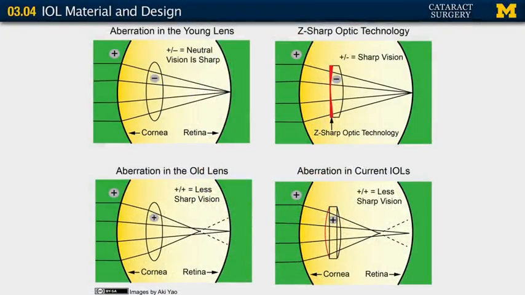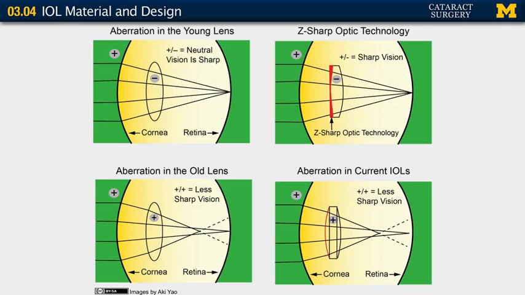Let me speak also about aspheric lenses. This is a relatively newer technology as well, and you'll note in the slide in the top left, a natural human lens, when it's young, allows for light images to pass cleanly through to one sharp point of focus on the retina, regardless of what portion of the lens that light passes through.